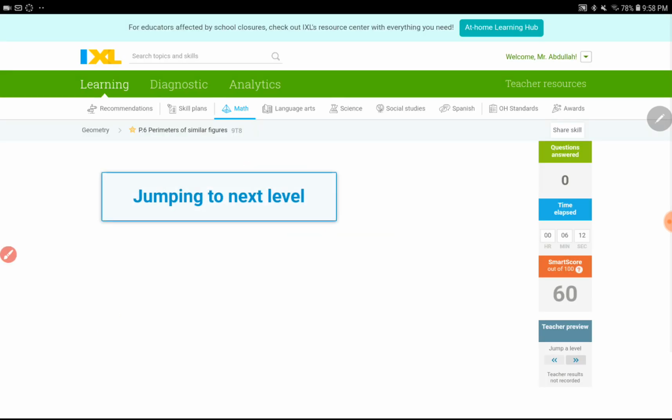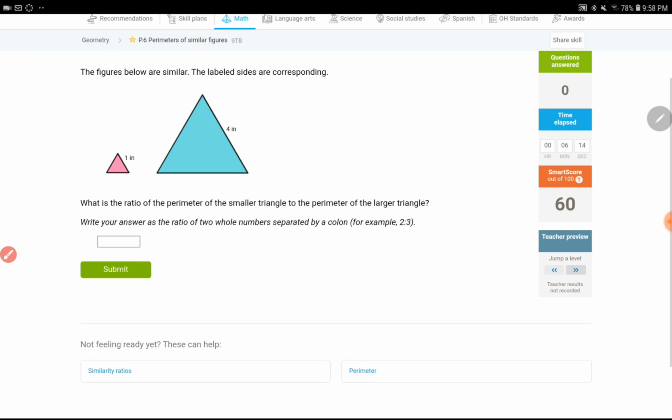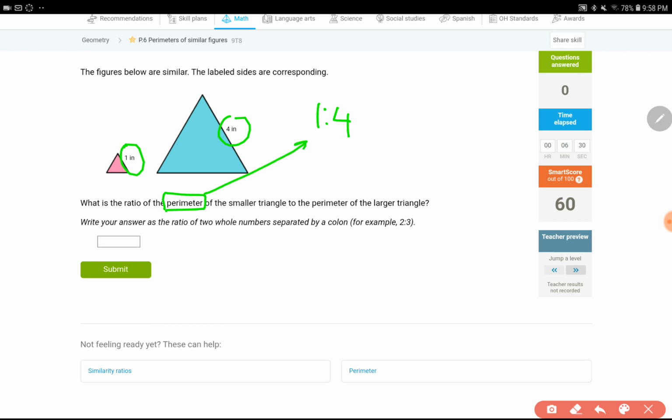Let's get to the next question. Okay, we have our scale, our similarity ratio is 1 to 4 from smaller to larger. It says, what is the ratio of the perimeter of the smaller triangle to the perimeter of the larger triangle? The perimeters' ratio is going to be the same as that one. So yes, that would be my answer. From smaller to larger, that's the ratio between the sides, and that is the ratio between the perimeters.